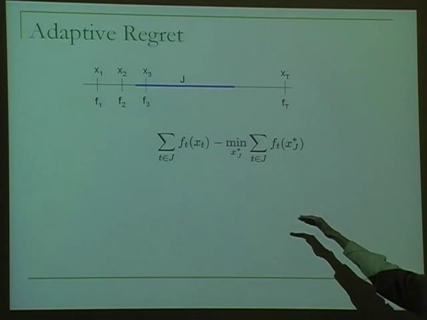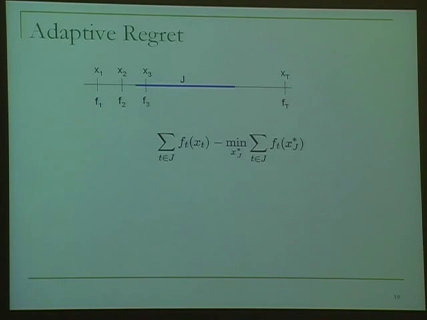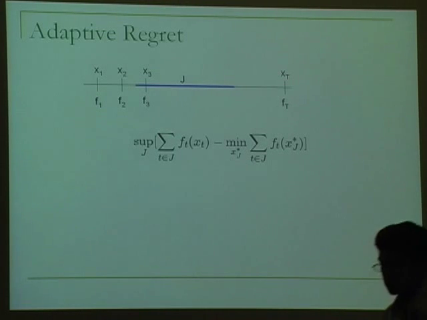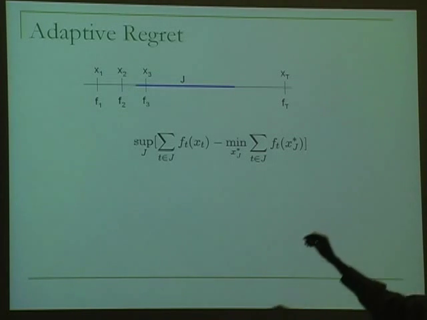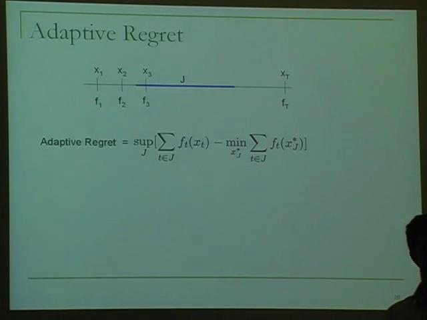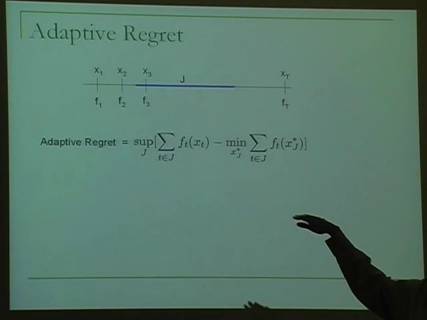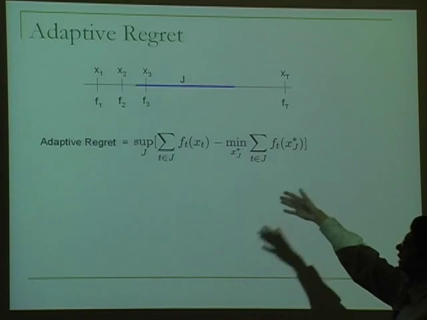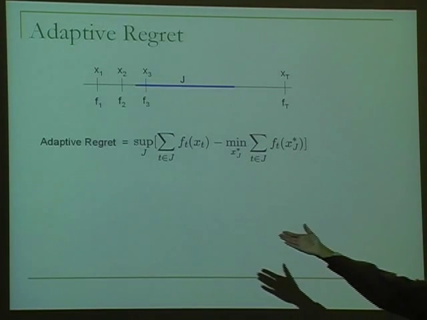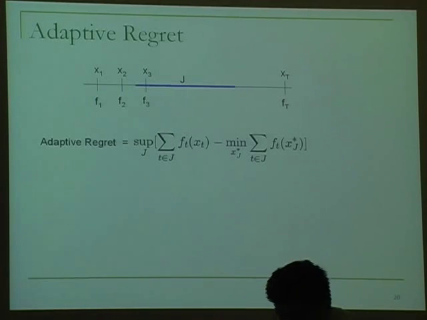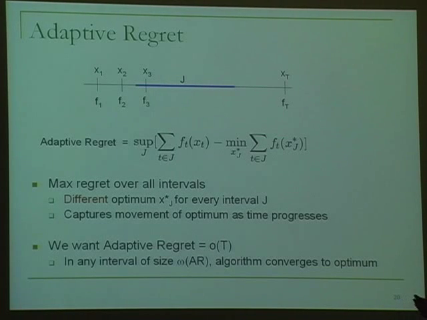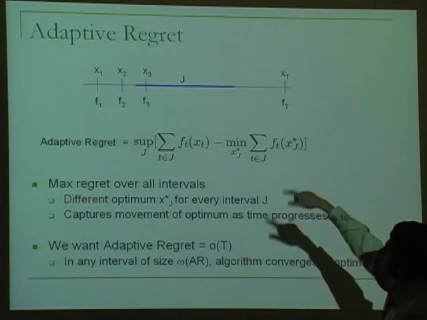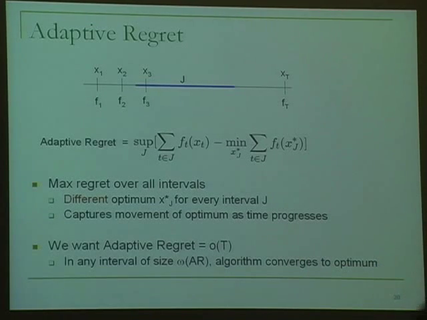Has everyone parsed this expression? This is just the regret for that interval. And let's take the supremum over all contiguous intervals of all lengths. Let's call this the adaptive regret. Our aim is to minimize this quantity. Note that this trivially bounds the regret, because the regret is less than the adaptive regret. The adaptive regret is basically the maximum regret over all intervals. Our algorithm has to be competitive with a different optimum for every interval, so this is a much, much stronger notion than regret.